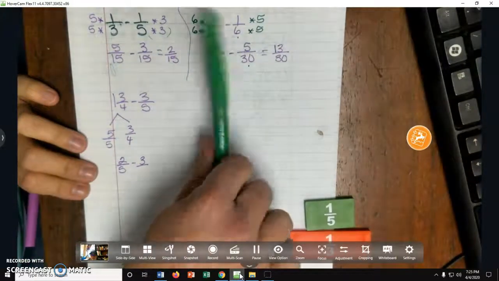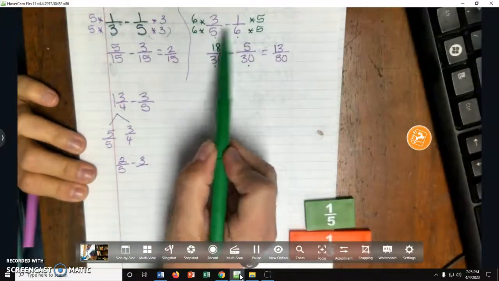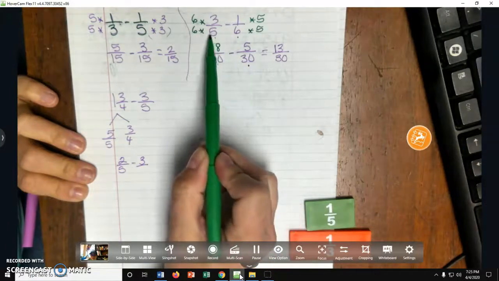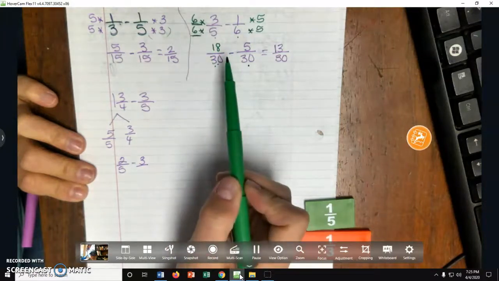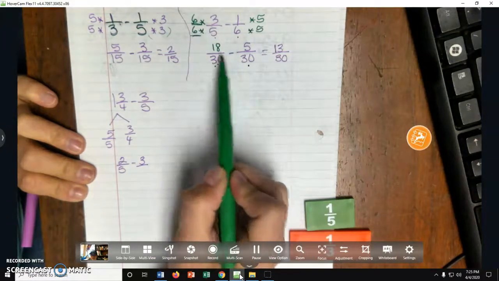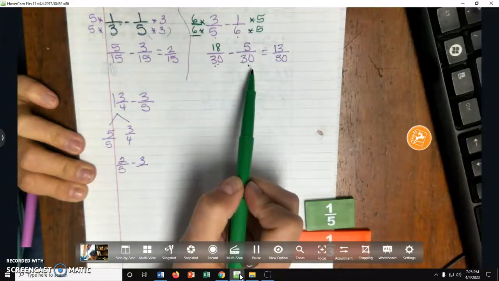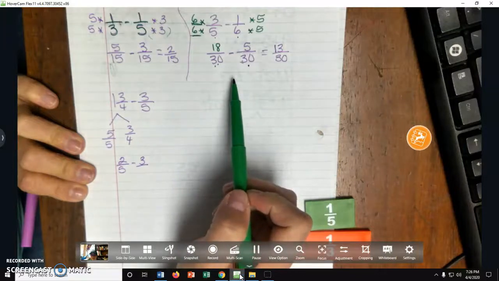So here we have 3/5 minus 1/6. What am I doing to those fifths? I know that my least common multiple is 30ths. So these fifths, I would have to multiply numerator and denominator by 6 to get the equivalent fraction of 18/30ths. 1/6 is equivalent to 5/30ths. Subtract 18 minus 5 and get 13/30ths.